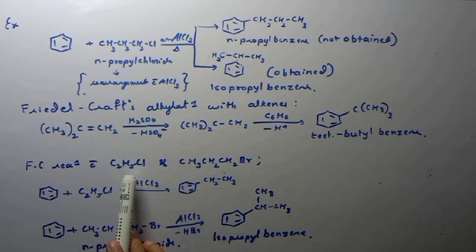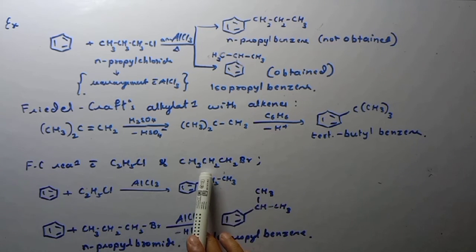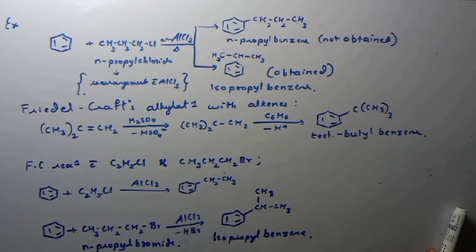Okay. Similarly, the Friedel-Crafts reaction with ethyl chloride or n-propyl bromide, the reactions are like this, and they give the respective products. Okay. So with this, we will discuss in the next class the Friedel-Crafts acylation reactions. Thank you.